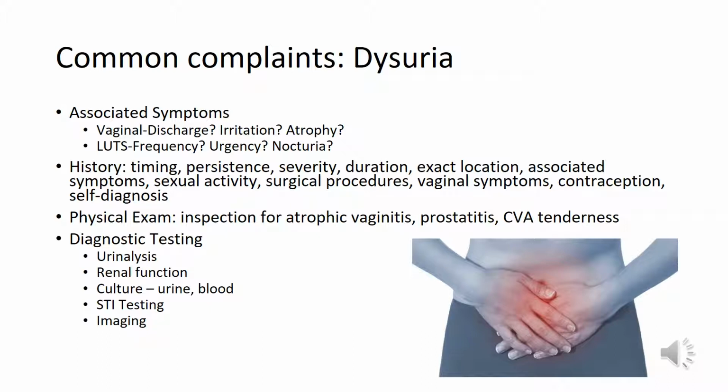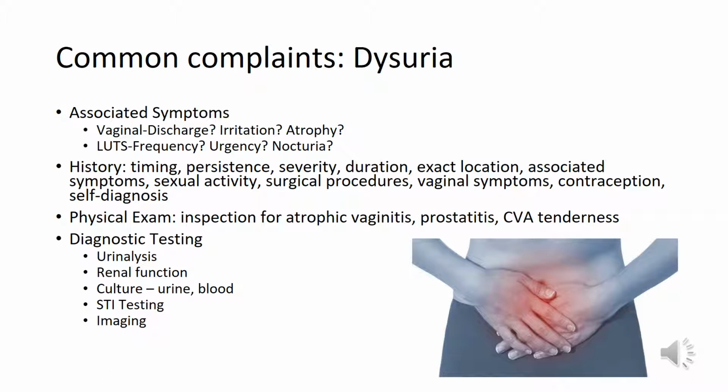Associated symptoms of dysuria may include vaginal symptoms. Is there discharge, irritation, or atrophy present? Or lower urinary tract symptoms, or LUTS? Is the patient experiencing frequency, urgency, and nocturia?